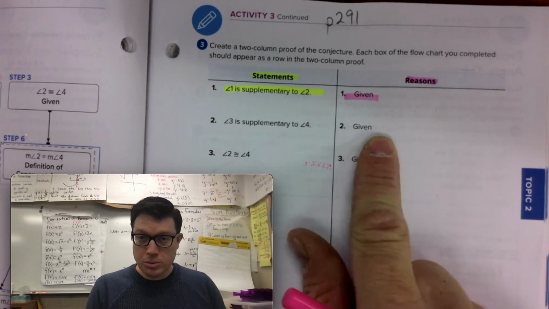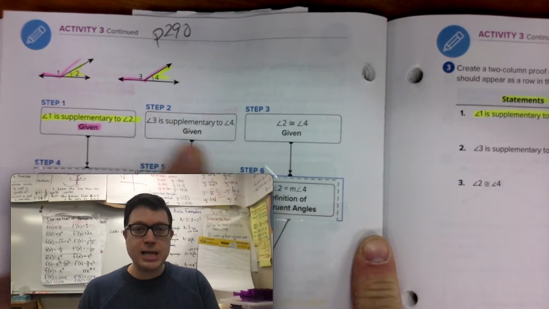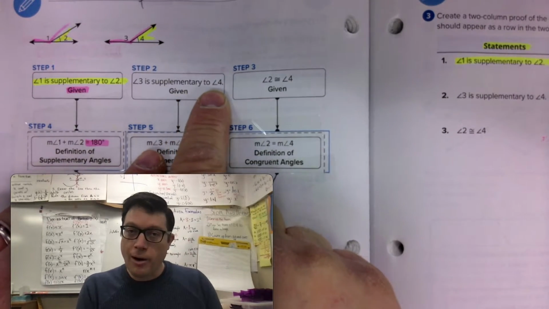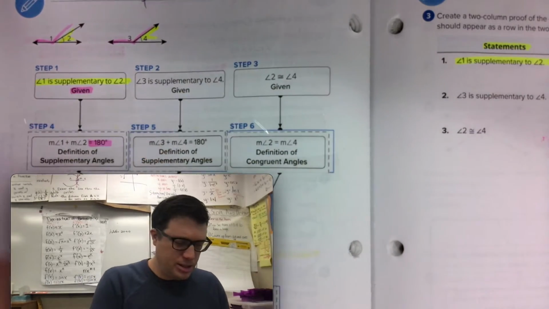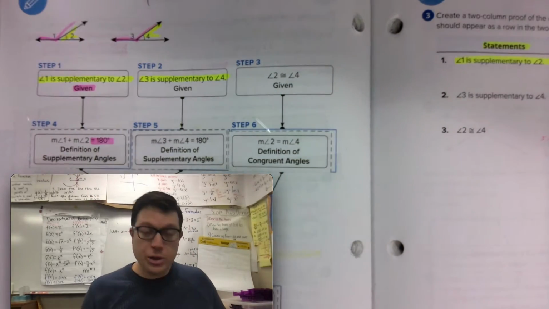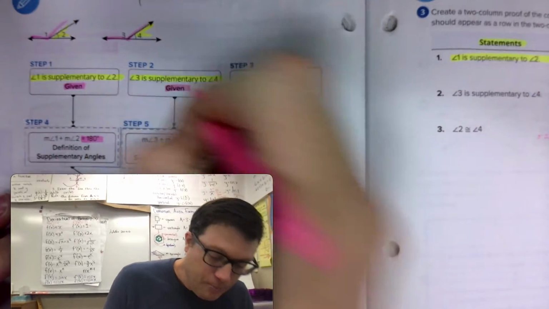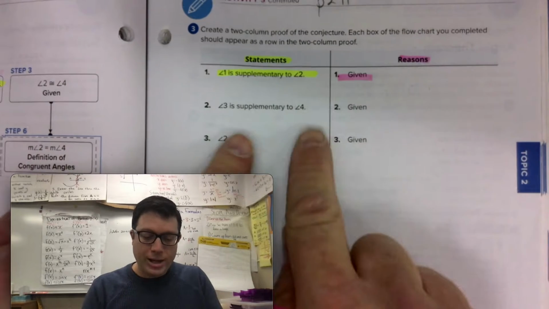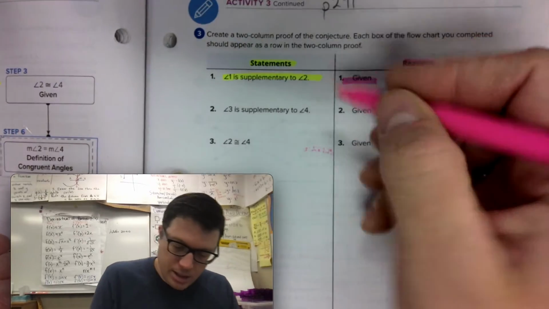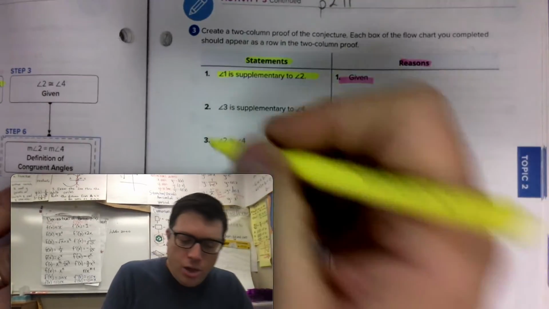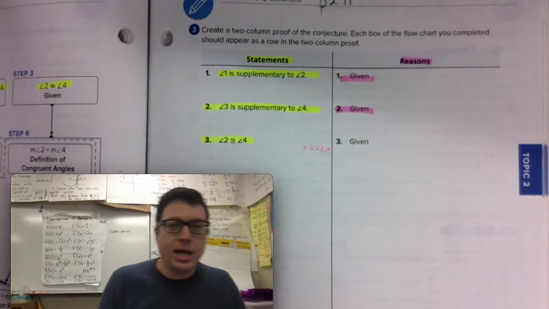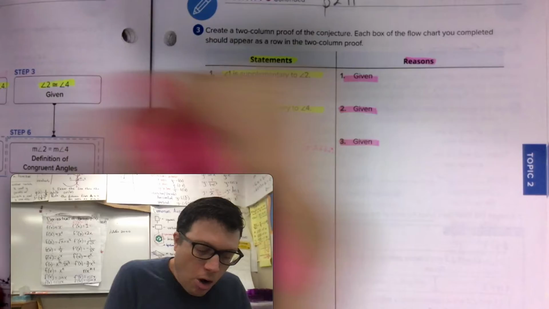So step 2 is literally step 2 from the 2-column proof. Angle 3 is supplementary to angle 4. Also a given statement. So the statement, I'm going to highlight yellow, and the reason, I'm going to highlight pink. And then I just want to verify that they were written down in the 2-column proof on page 291. Statements, reasons. Look at the first 3 statements and reasons. Look at them. They are all given.